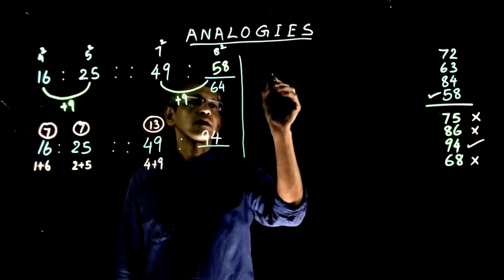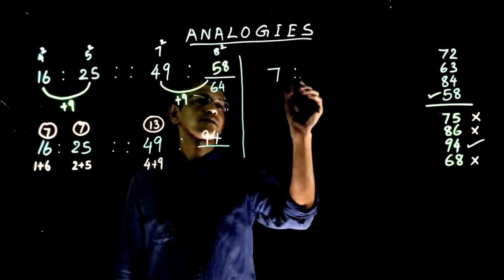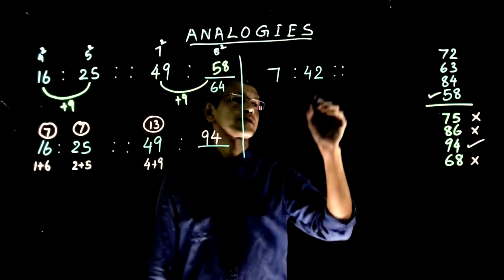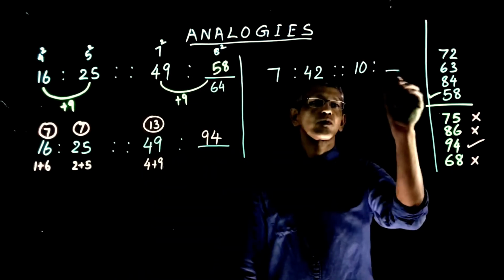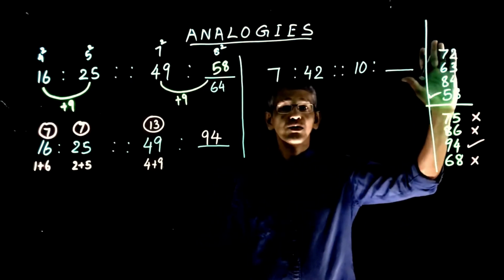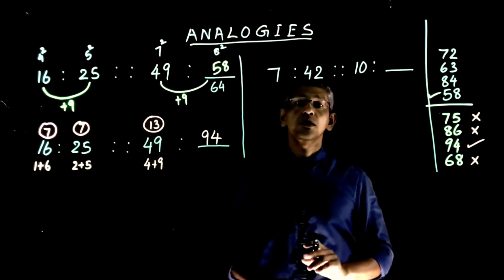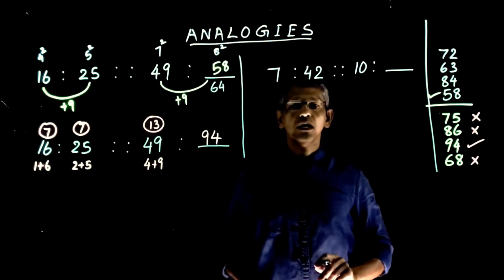Let's say we have 7 and 42. 7 and 42, same way, 10 and what? What is the answer? These answer choices are not applicable for this question. These answer choices are for the previous question. So 7 and 42, what is the connection you see here?